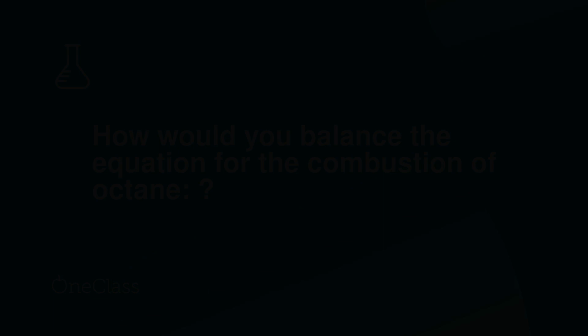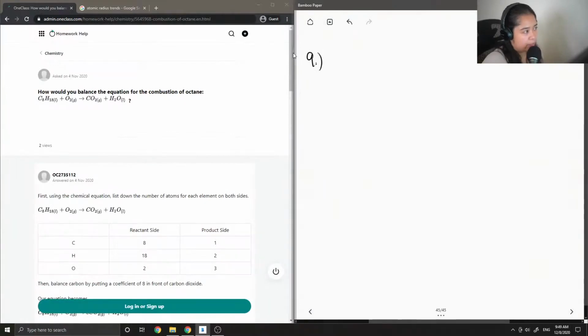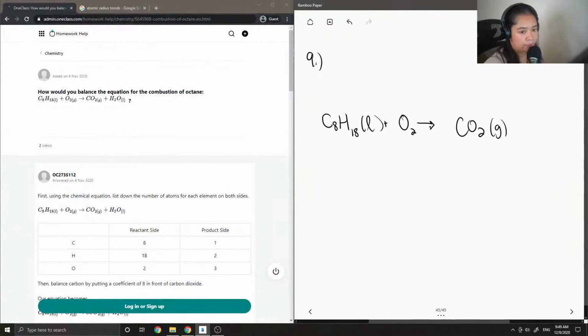Which just asks, how do you balance the equation for the combustion of octane? So the chemical formula for octane is C8H18. In combustion, this is reacted with oxygen to form CO2 plus water.